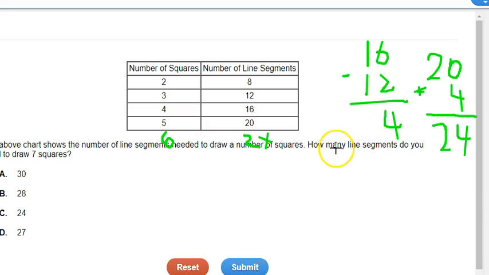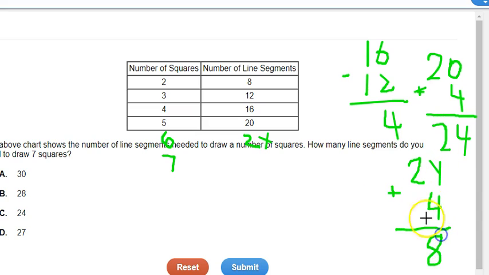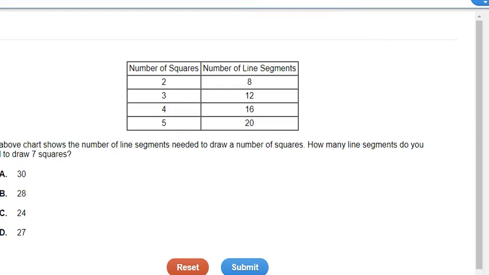But remember I told you that we wanted number 7. So we need to find out what is 24 plus 4 more. 4 plus 4 is 8. 2 plus nothing is 2. So if this were to keep going, my answer for 7 squares would be 28 line segments. And you can see that that is choice B on this one.